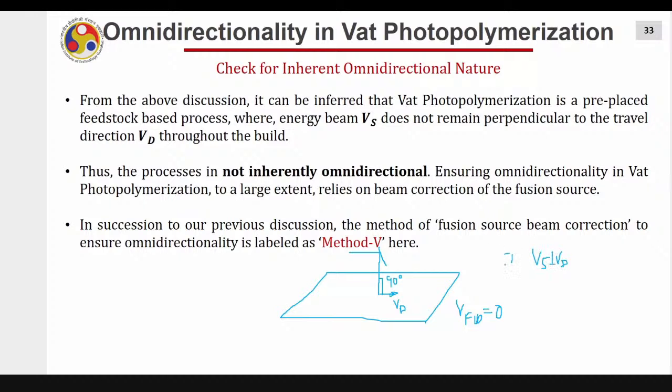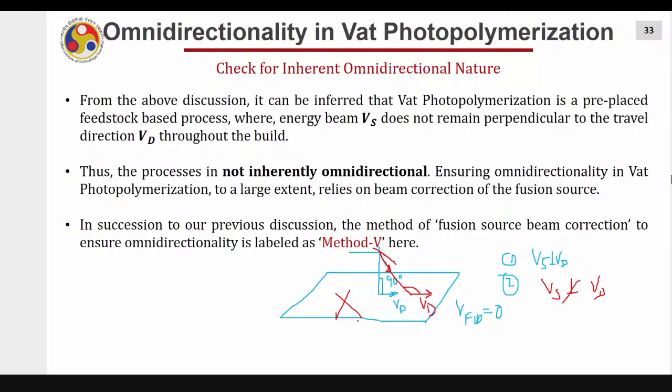Now let me consider case 2. In case 2, the laser beam is deflected somewhere else due to the change in the position of this mirror, right? Now this is my new position of the laser. Again, I am going in the same direction. VD is the same, assume that. Now the angle between VD and VS has changed. It is no longer 90 degrees, and VS is not really perpendicular to VD. That means the process is not omnidirectional. Vectors are not consistent. We have to do something. So omnidirectionality in wet photopolymerization relies to a large extent on beam corrections.